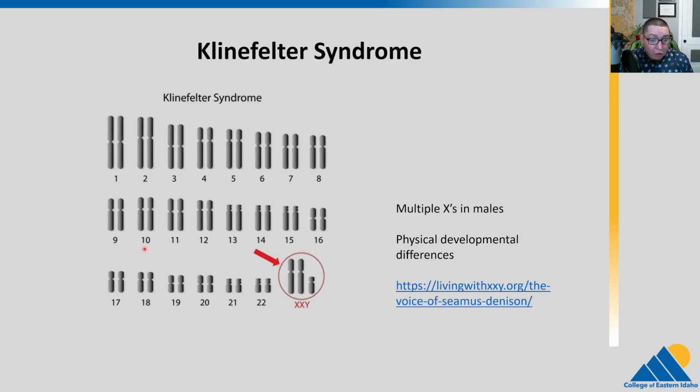There are cases where we see differing numbers of sex chromosomes. Sometimes these lead to developmental differences, physical differences. Sometimes it doesn't. One of the examples that we have here is XXY, where you have two X chromosomes and a Y chromosome. This is looking like a biological male, but they have multiple X's. And this causes what we call Klinefelter's syndrome.